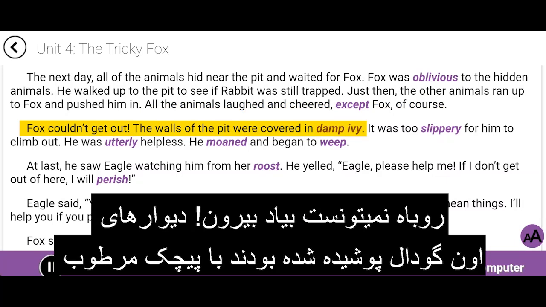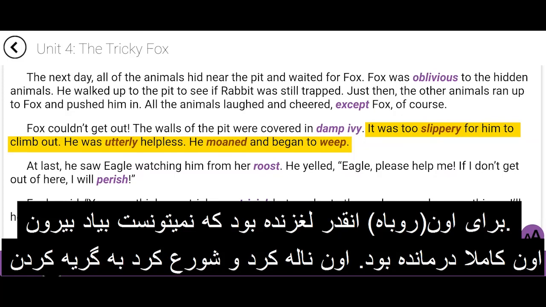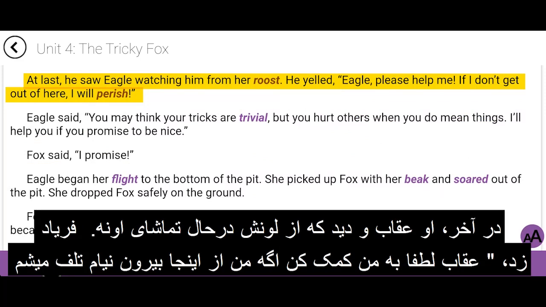Fox couldn't get out. The walls of the pit were covered in damp ivy. It was too slippery for him to climb out. He was utterly helpless. He moaned and began to weep. At last, he saw Eagle watching him from her roost. He yelled, "Eagle, please help me. If I don't get out of here, I will perish."